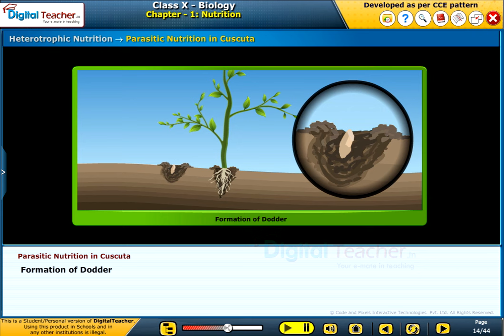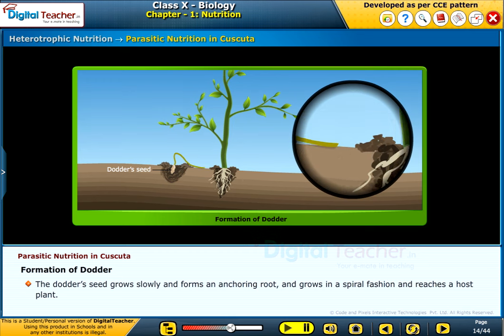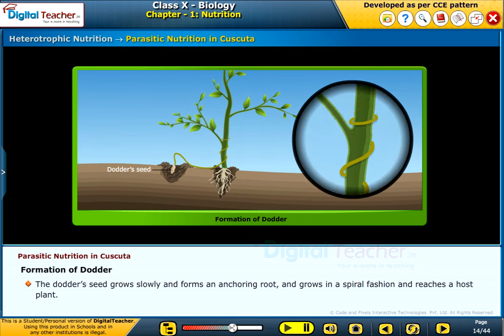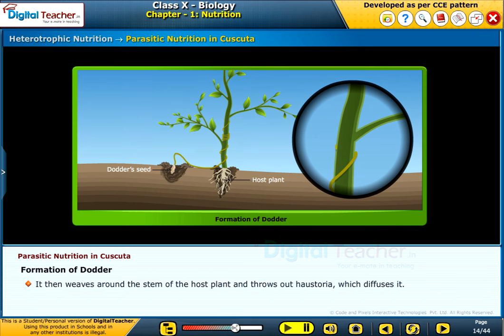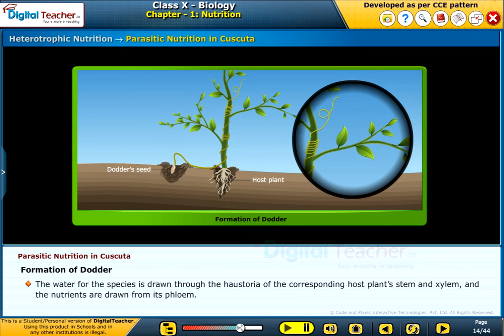Let us now learn about the growth of dodder. The dodder seed grows slowly and forms an anchoring root and grows in a spiral fashion until it reaches a host plant. It then weaves around the stem of the host plant and throws out haustoria, which penetrate it. The water for the species is drawn through the haustoria from the host plant's xylem, and the nutrients are drawn from its phloem.